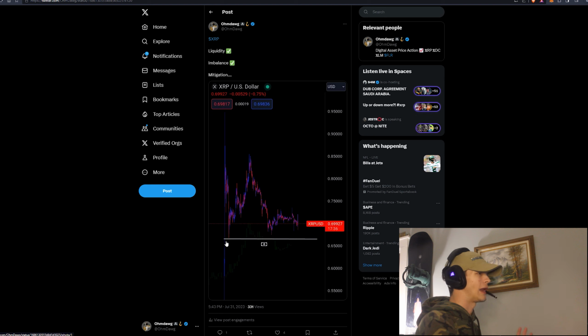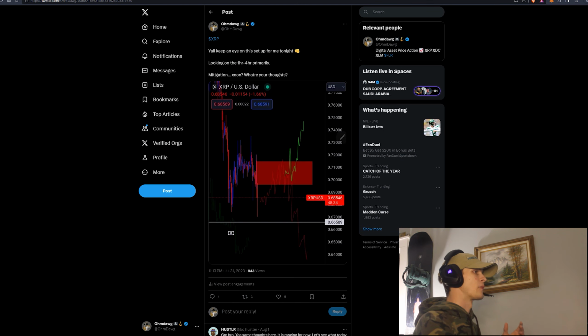And what I want to point out here is we had a solid point of liquidity that was created within the market. And as you can see, I tweeted liquidity, check off the list. The imbalance was checked off the list. Now mitigation. And as we can see, that liquidity is a significant area as we'll move forward throughout these tweets that I start pointing out.